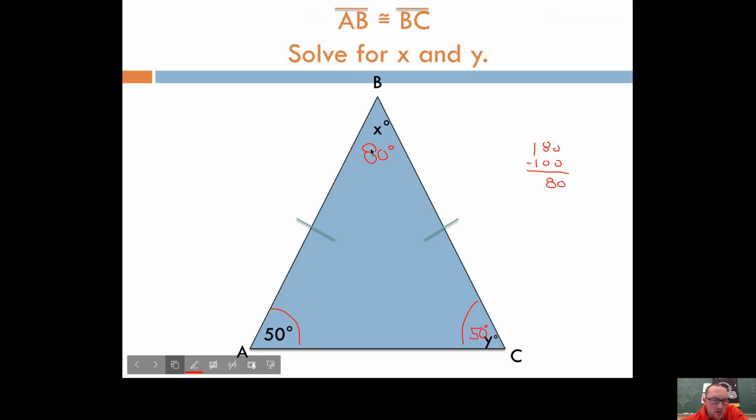So this is an isosceles triangle. It's also acute because all the angles are less than 90.